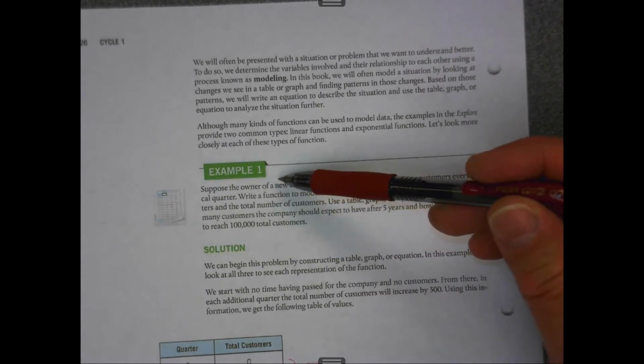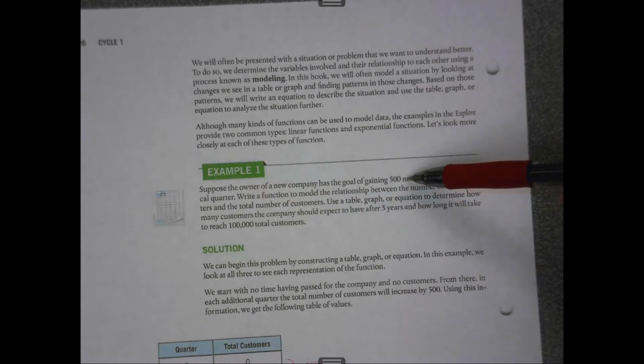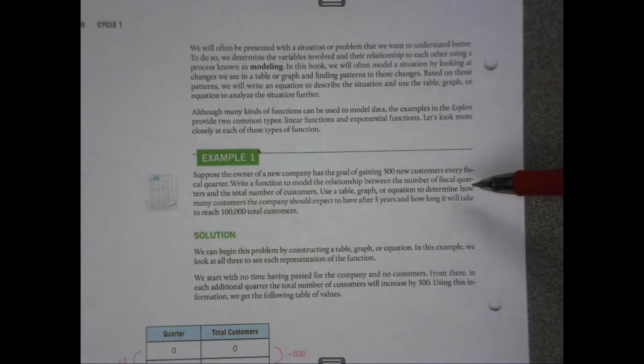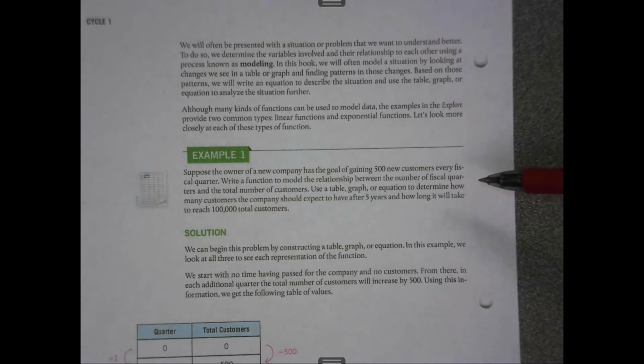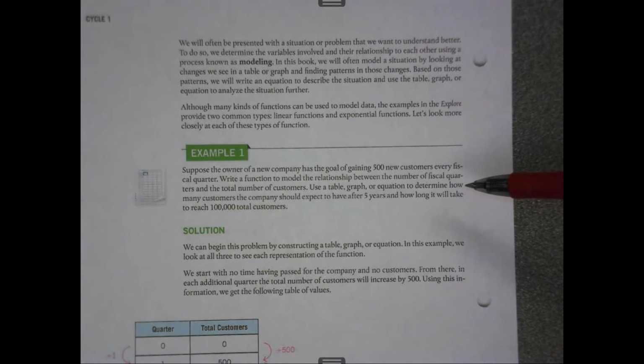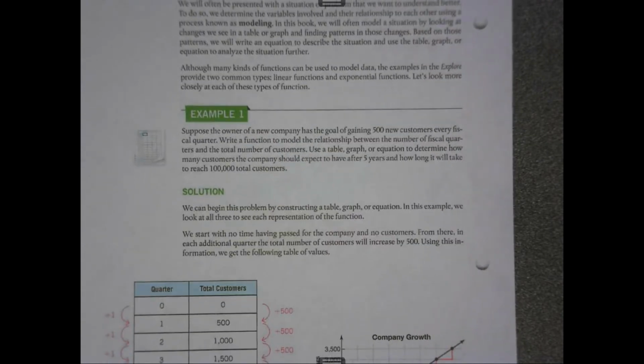Suppose that the owner of a new company has the goal of gaining 500 new customers every fiscal quarter. Write a function to model the relationship between the number of fiscal quarters and the total number of customers. Use a table, graph, or an equation to determine how many customers the company should expect to have after 5 years and how long it will take to reach 400,000 total customers.